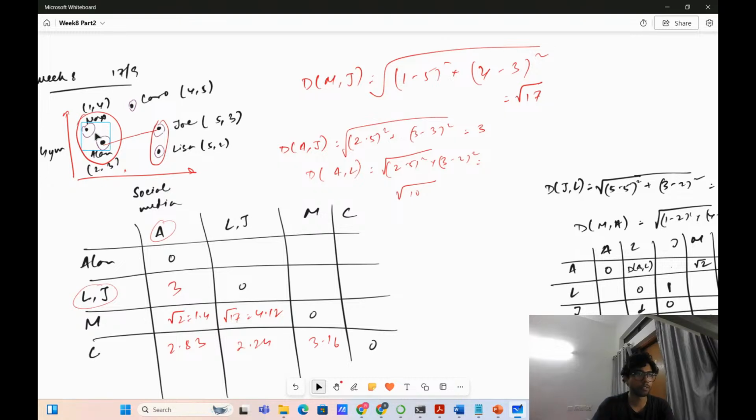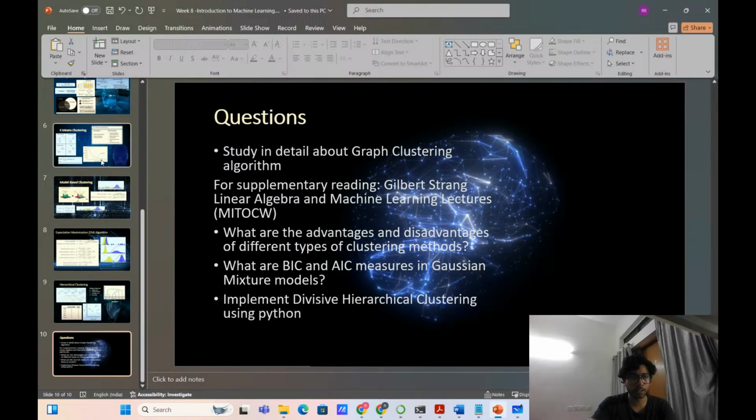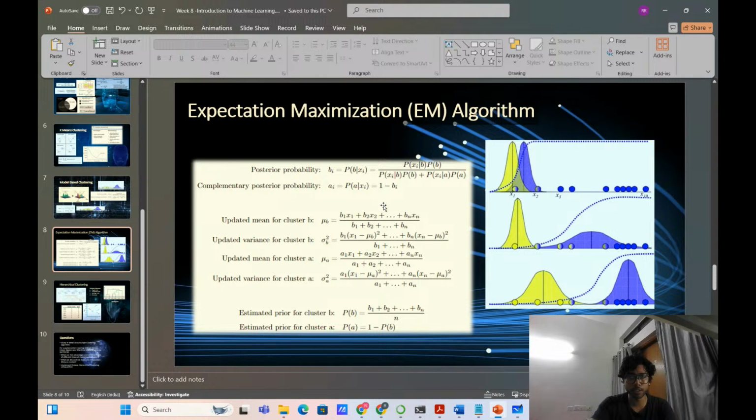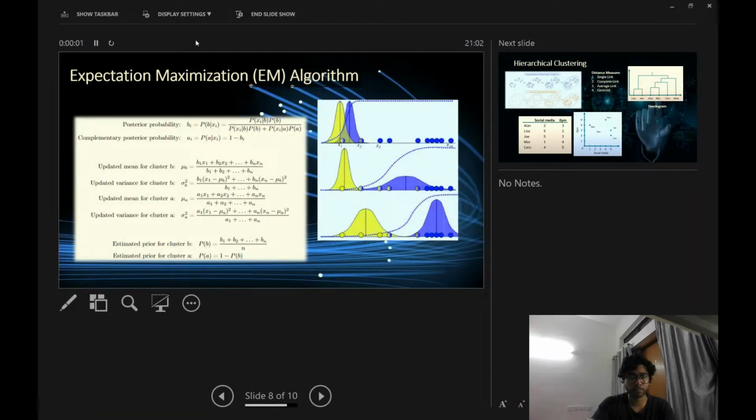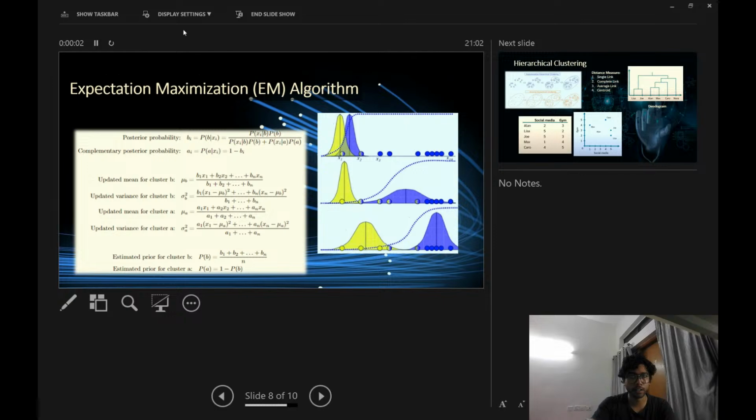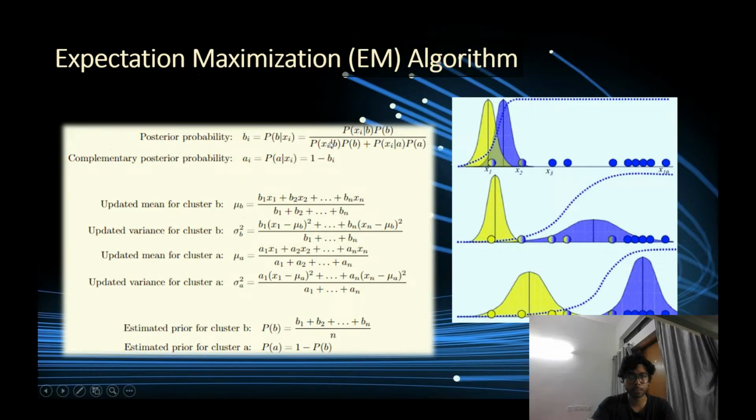Okay, so someone is asking how the questions for model-based clustering would be in the exam. Yeah, so for model-based clustering, you could be asked to calculate this posterior probability, right? So if you see over here, you could be asked to calculate this posterior probability, or the updated mean for the cluster.